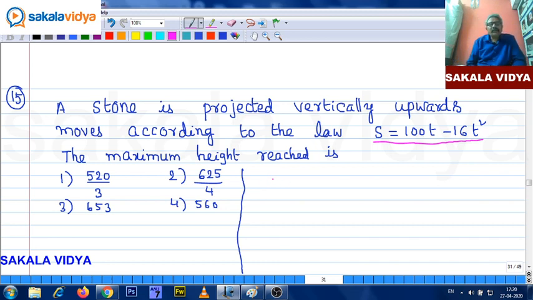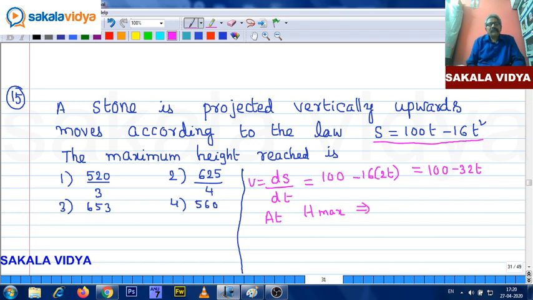So, now first let us find out ds by dt. ds by dt is equal to 100 minus 16 into 2t, that is 100 minus 32t. At h maximum, this is v, the velocity becomes 0. That means 100 minus 32t equal to 0. So, 32t is equal to 100, t is equal to 100 by 32.